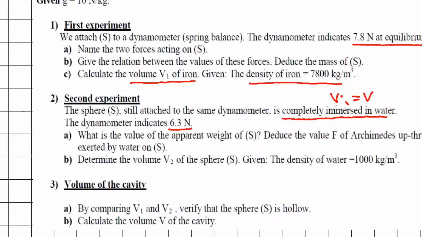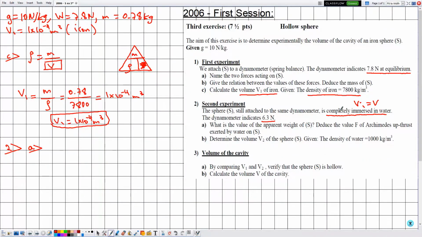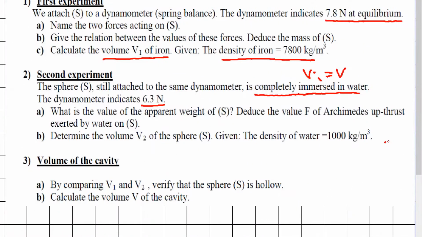And here, because we have a liquid which is water, we must directly think of the apparent weight. So in part A, they are asking me what's the value of the apparent weight of S. Because they are asking about the value of the apparent weight, we must justify why 6.3 newtons represents the apparent weight. Simply because the sphere S is attached to the dynamometer at equilibrium for sure and immersed in liquid.